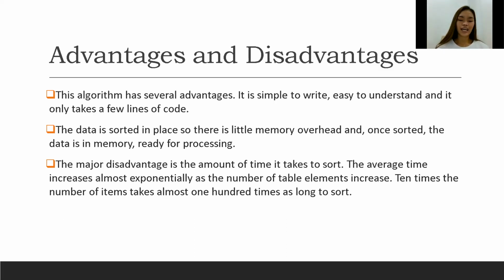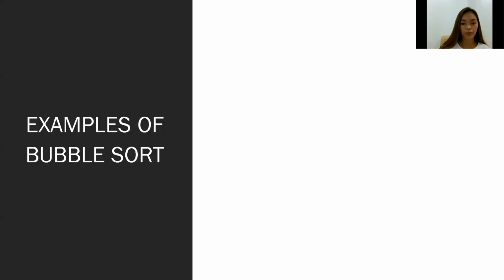The major disadvantage is the amount of time it takes to sort. The average time increases almost exponentially as the number of table elements increases. 10 times the number of items takes almost 100 times as long to sort. So now I'm going to give you an example of bubble sort.